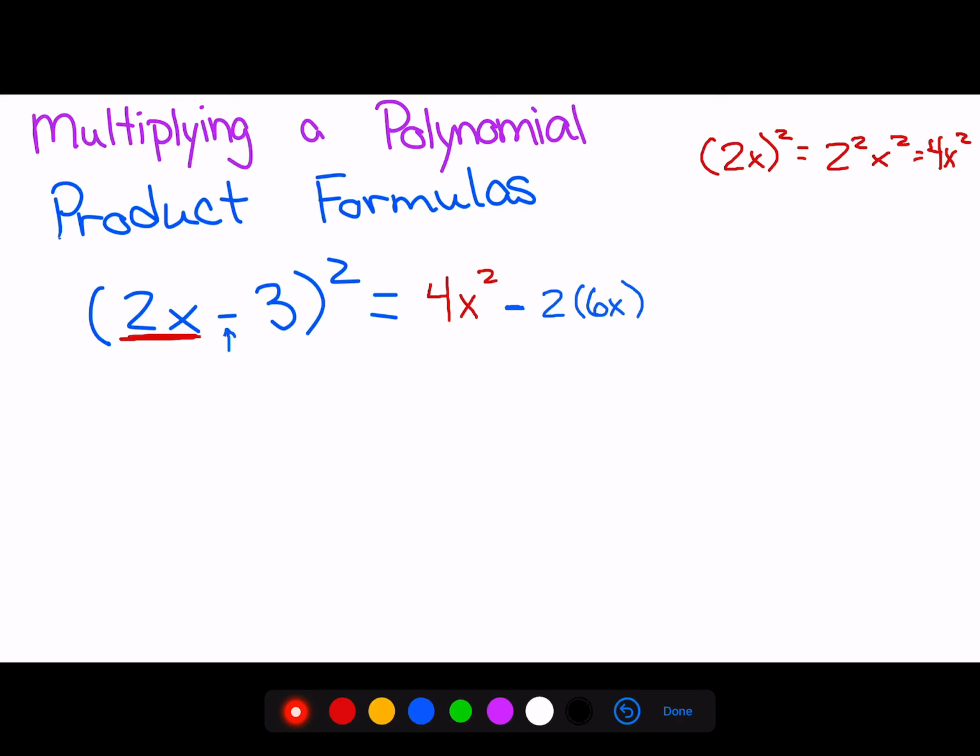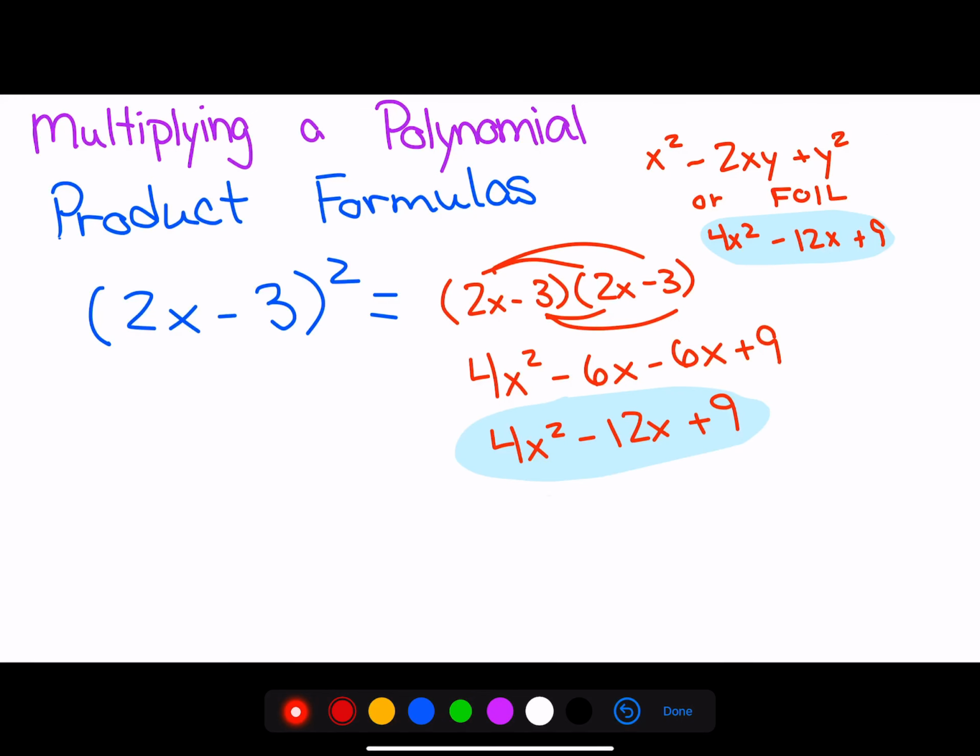And then plus y squared, well, my y is 3, so plus 9. If I were to write it all out, I'd have 4x squared minus 12x plus 9. Would it work if I FOILed it? Absolutely, I'd get the same exact answer. The only difference between our positive and our negative is that this second term is now negative.